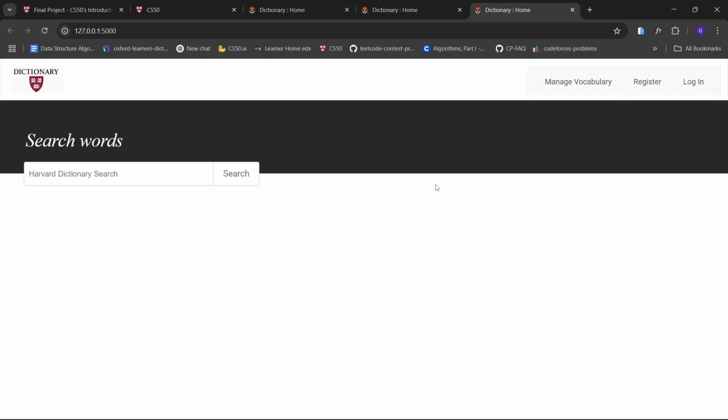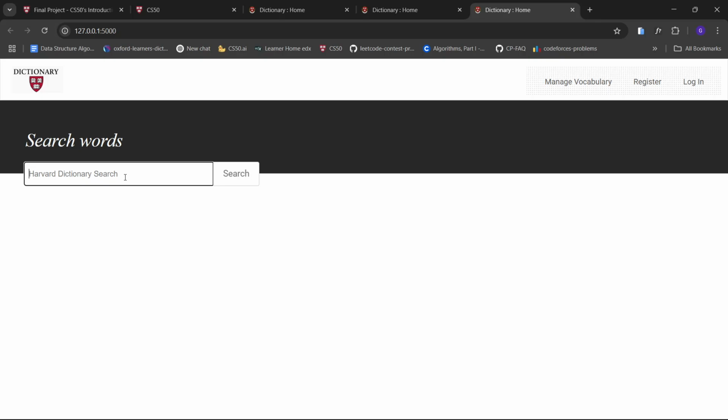Alright, so this is the homepage of our project and here is the search bar. The search bar is specifically used for searching any word from the English language. And here is our registration and login form. So now we are going to discuss a little bit about the search bar.